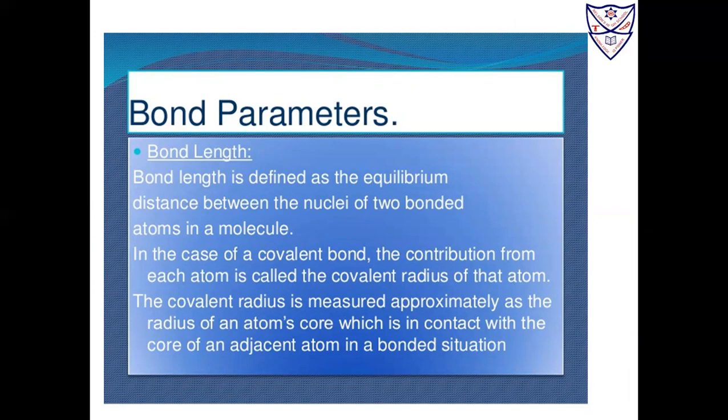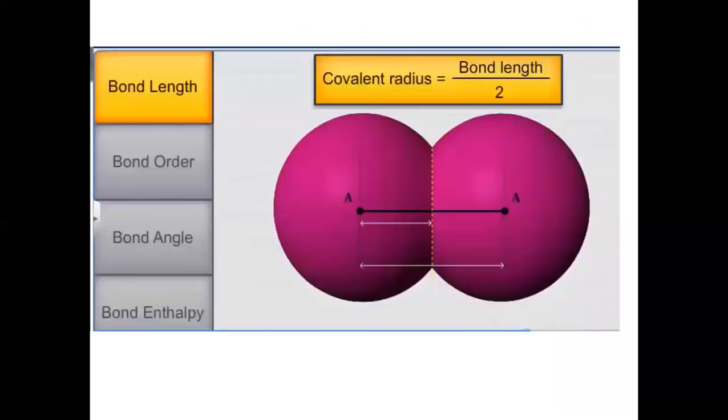The bond parameters are divided into bond length and others. So what is bond length? Bond length is defined as the equilibrium distance between the nuclei of two bonded atoms in a molecule. In the case of a covalent bond, the contribution from each atom is called the covalent radius of the atom. See here, this is a molecule of hydrogen or chlorine, take any example. So the bond length divided by 2 is the covalent radius.